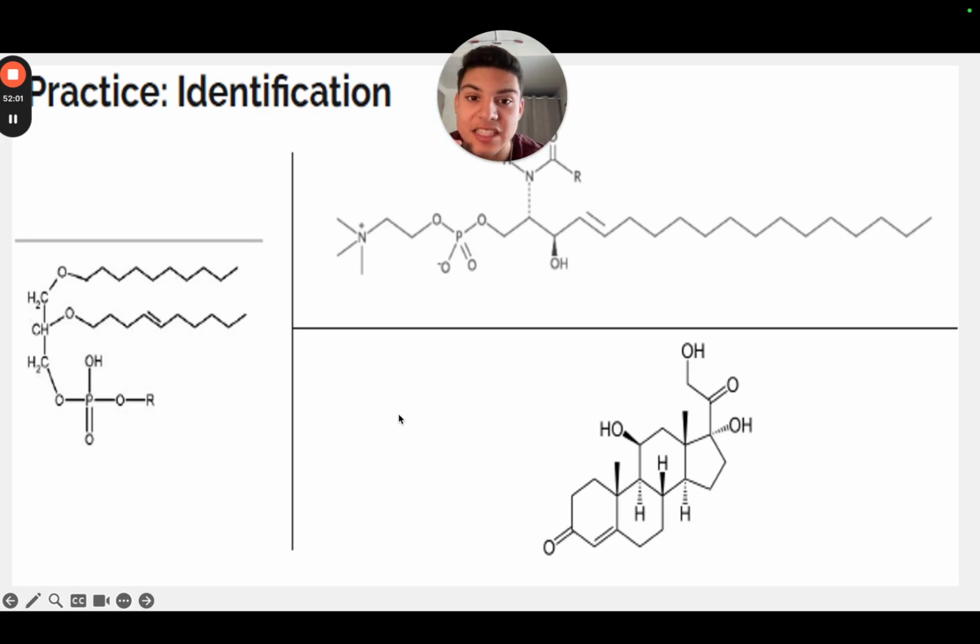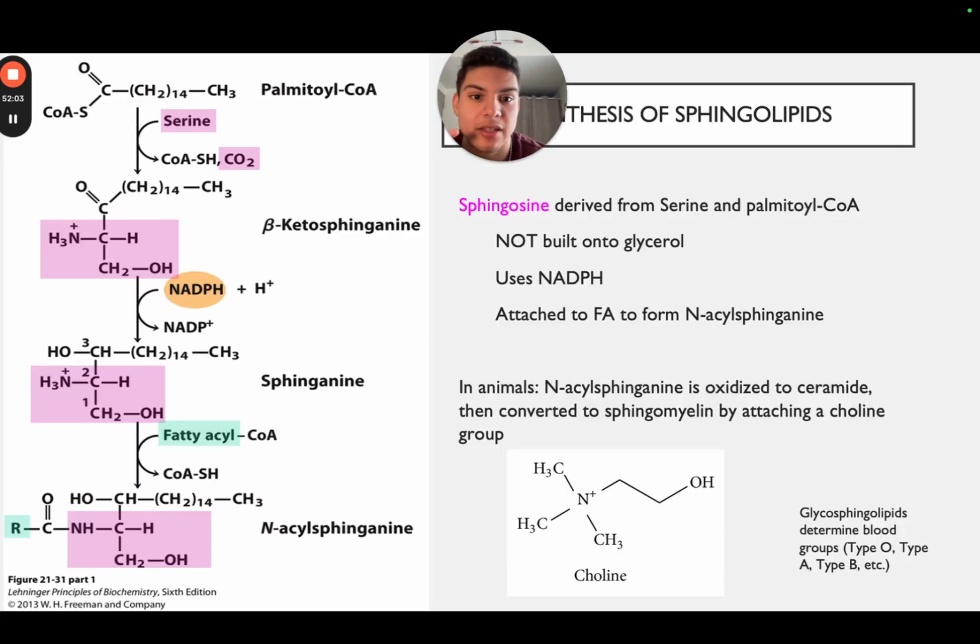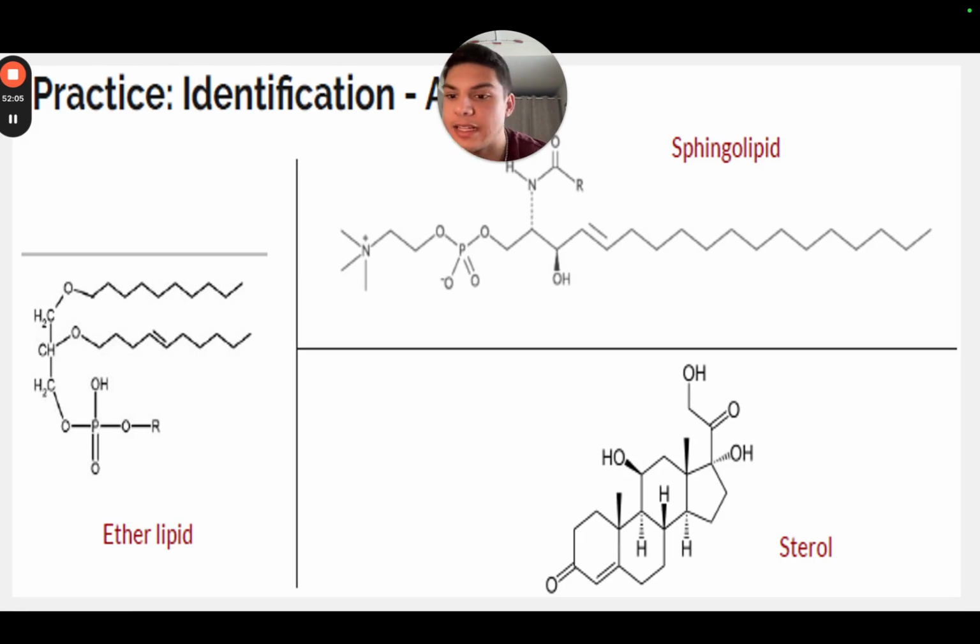So this is some practice for that, but we'll go over these details in depth. So this is an ether lipid. Why is this an ether lipid, Alex? So look for the glycerol backbone, right? It's the 3 carbons, basically. And in here, we see the 3 carbons that are attached to O's, right?